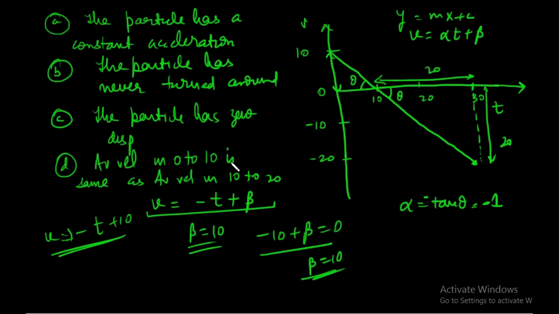Now what is the velocity? This is the velocity, and now what is the acceleration? dv by dt, which is equal to -1, and this is constant. This means the first option is correct. The particle has a constant acceleration. Now next option.